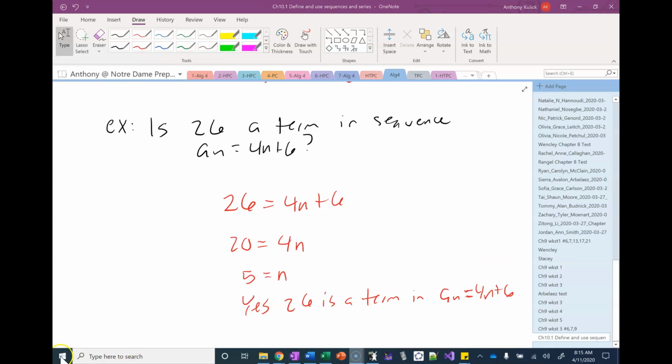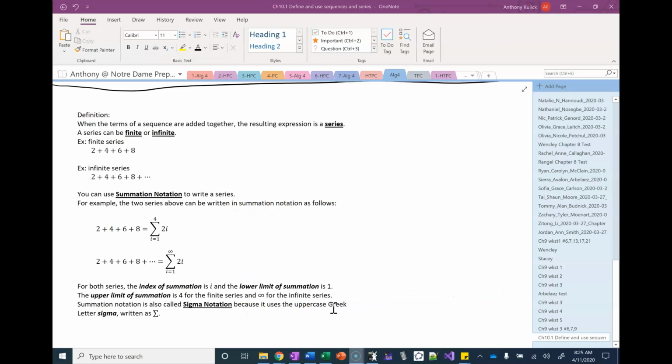Up next we're going to talk about series, which is the other half of a sequence. So now let's talk a little bit about a series. When the terms of a sequence, instead of being listed with commas separating them, are instead added together, the resulting expression is called a series.